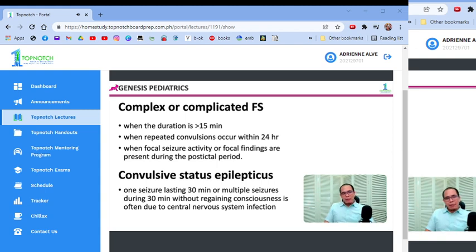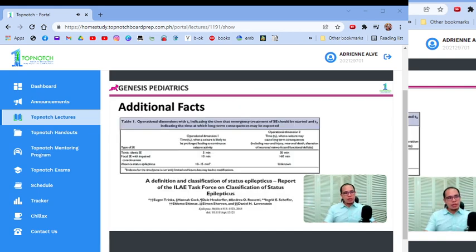Okay? Status epilepticus, by definition, is 30 minutes of continuous seizure activity or multiple seizures without regaining consciousness. Okay? So, there's a high probability that it's a CNS infection kapag yung patient nyo goes under status epilepticus. Of course, there are a lot of other etiologies na pwede. Okay? Additional information, this is from the ILAE report, okay? Definition and classification of status epilepticus.